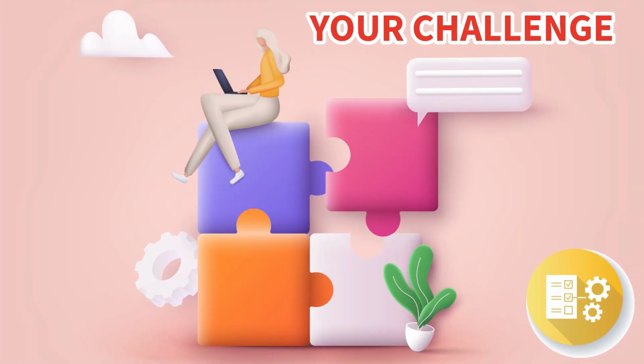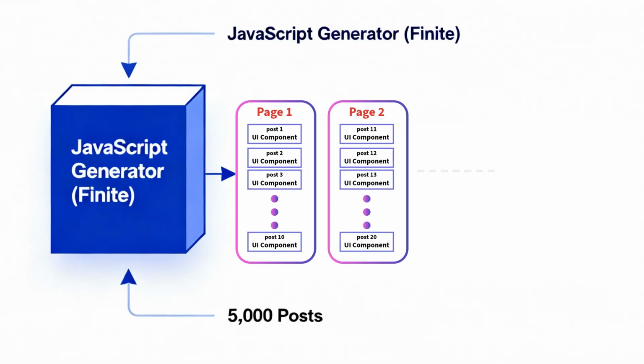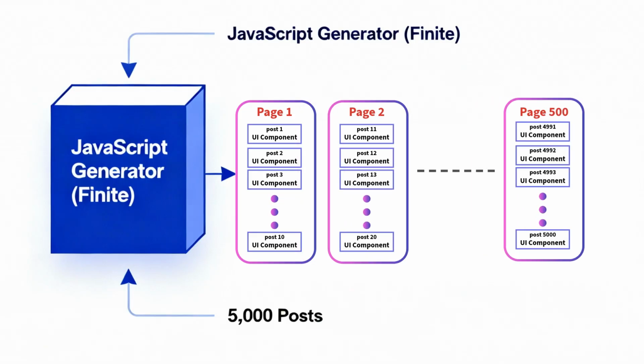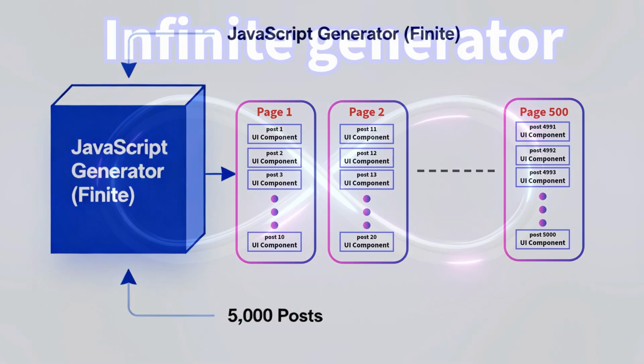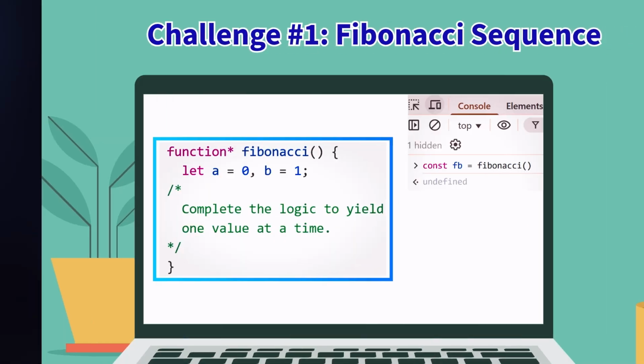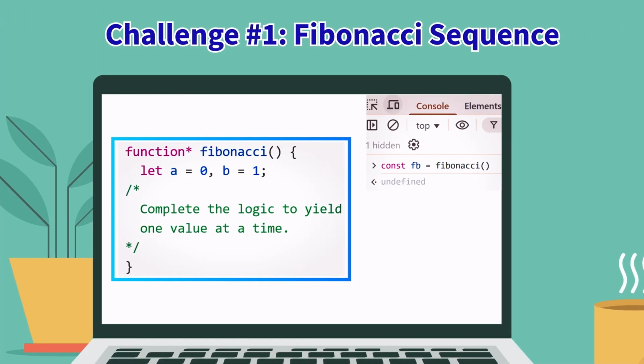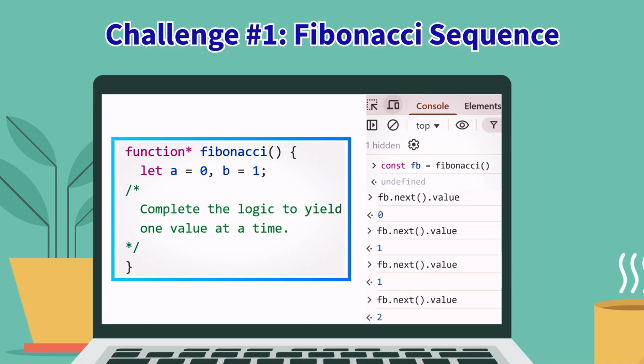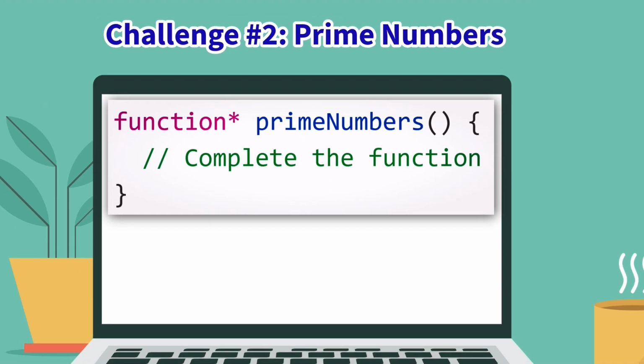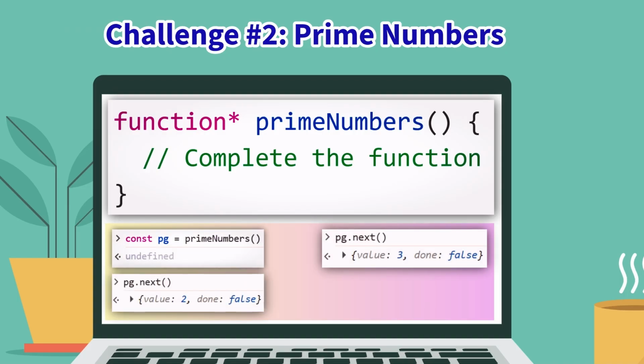Okay, I have got a challenge for you to make this concept stick. Our postPager was a finite generator. It stopped after 5000 posts. Your challenge is to build an infinite generator. First, try building a Fibonacci sequence generator. It should yield one value at a time forever, every time you call next. And for a tougher one, try a prime number generator that yields one value at a time forever. Both of these show how a generator perfectly remembers its own state.